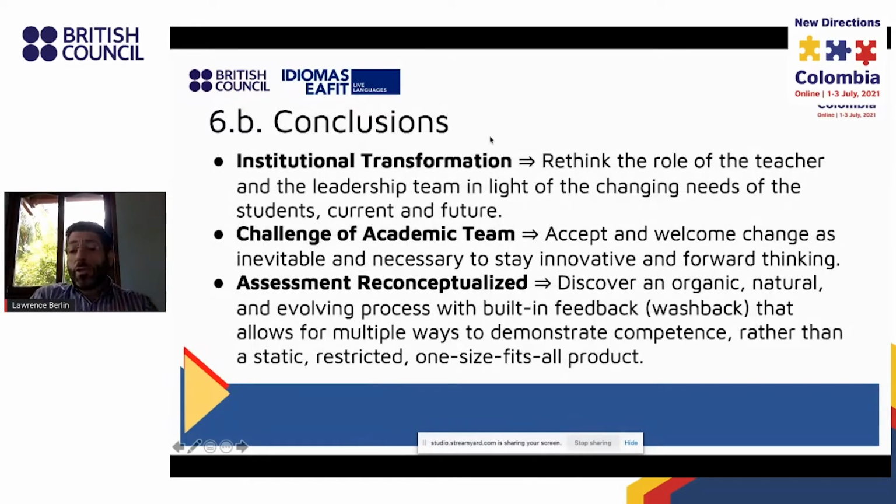Some of the conclusions that we arrived at during this process were related to institutional transformation. Obviously, the institution at large needs to be behind this process of renovation, and indeed, our university is. But that also requires rethinking the role of the teacher and the leadership team in light of the changing needs of the students, both current and future.